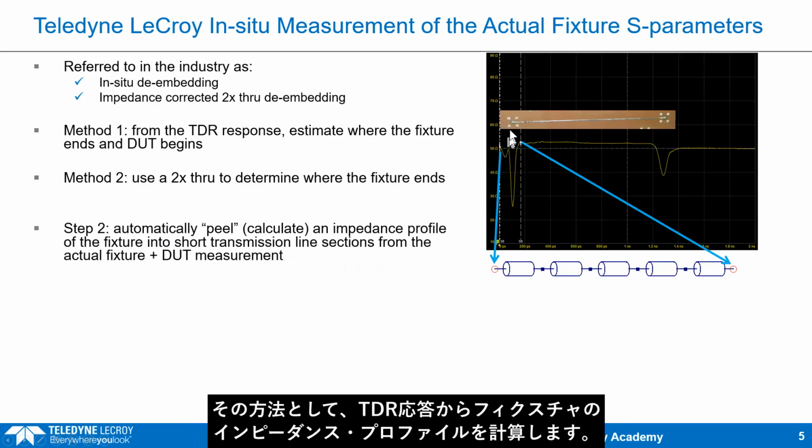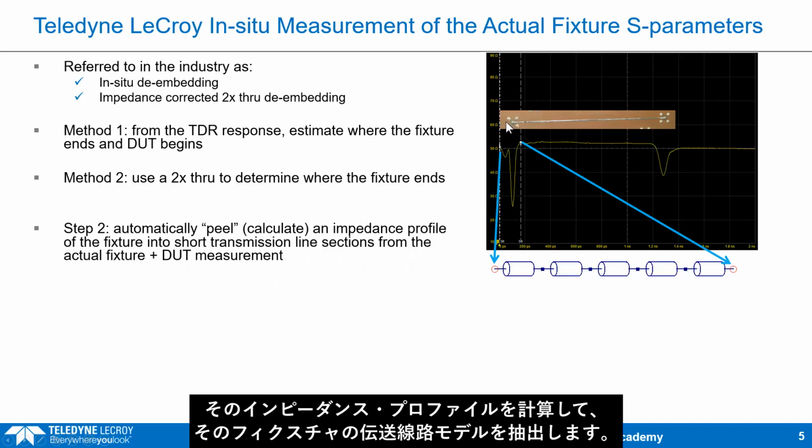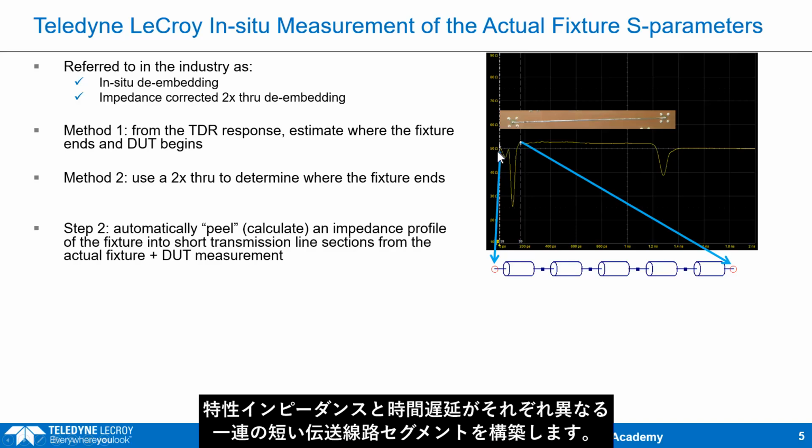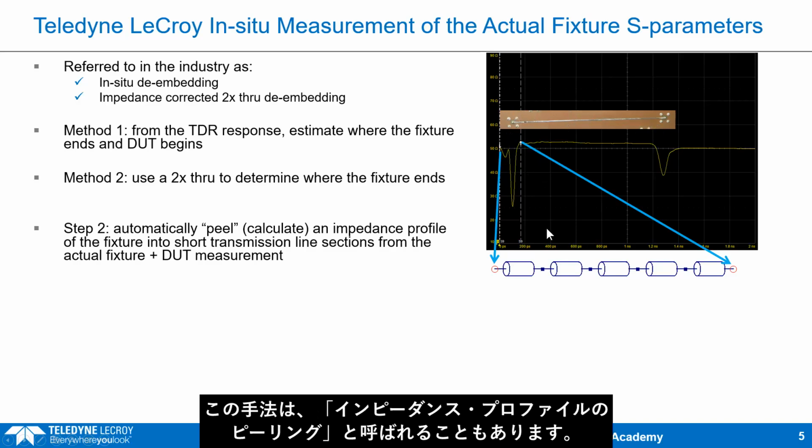And the way we do that is we calculate the impedance profile of the fixture from the TDR response. We calculate that impedance profile and we peel out, we extract out a transmission line model of that fixture. We build a series of short transmission line segments, each with different characteristic impedance and time delay that matches the impedance profile of the fixture that we've got connected on either side of the device under test. We sometimes refer to this technique as peeling the impedance profile. It's really translating that impedance profile into an equivalent transmission line circuit.